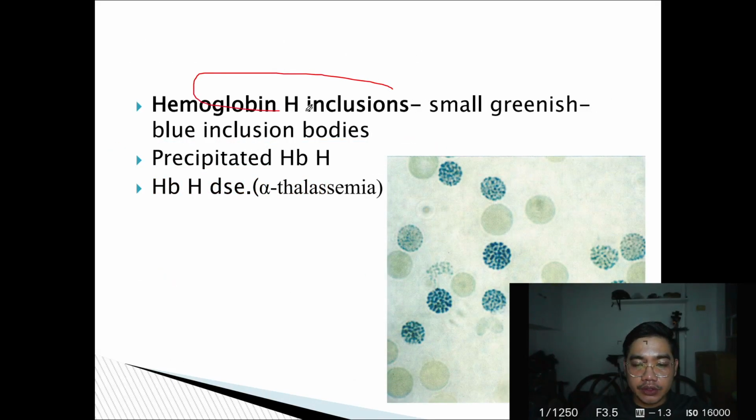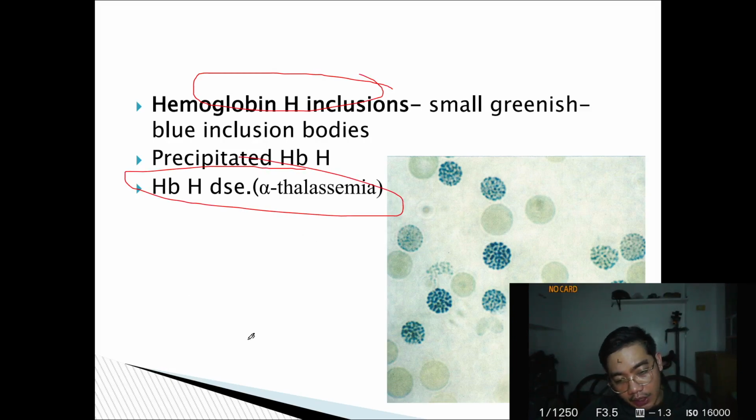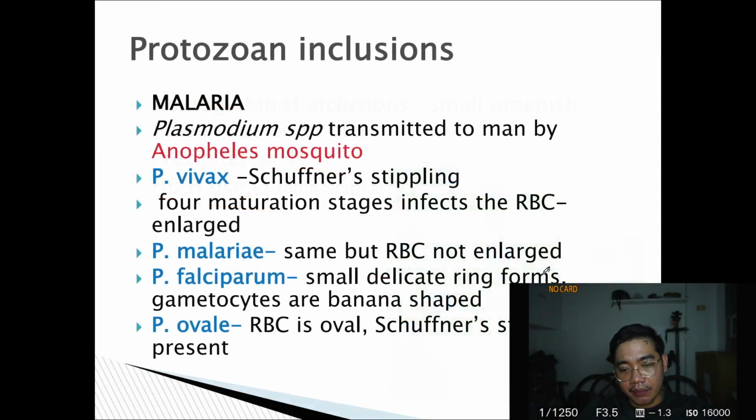Hemoglobin H inclusions, no? So we're gonna talk about that. Hemoglobin H, alpha thalassemia, meaning beta chains lang ang nasa imuhang hemoglobin. There is no alpha. It's usually dili mabuhi usually ang mga bata ani.